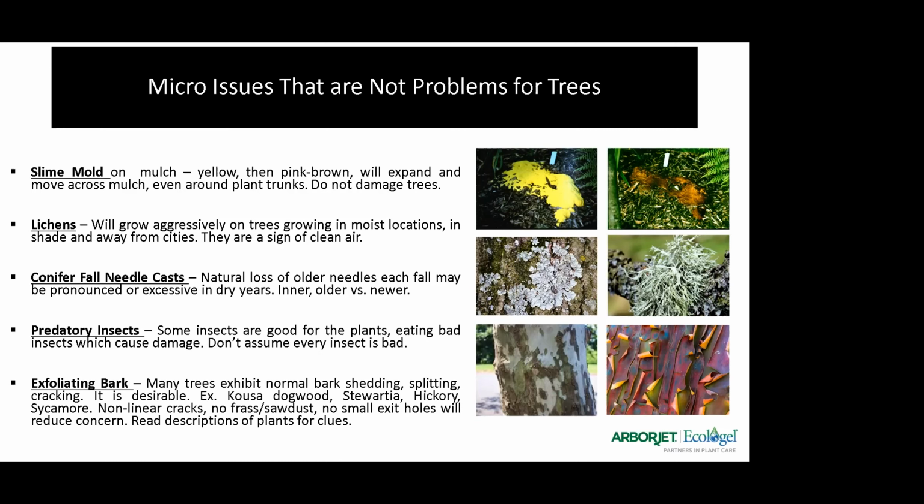And lastly, exfoliating bark. Many trees are planted for the bark that exfoliates. It makes it a desirable tree. Anything from a sycamore to this particular case being a eucalyptus, Coosa dogwoods, stewartias, even hickories. What you want to make sure is that there are no nonlinear cracks, that there's no obvious cracking, no frass or sawdust, no small exit holes. That'll eliminate the likelihood that something's seriously going on. It just may be natural for that tree species.